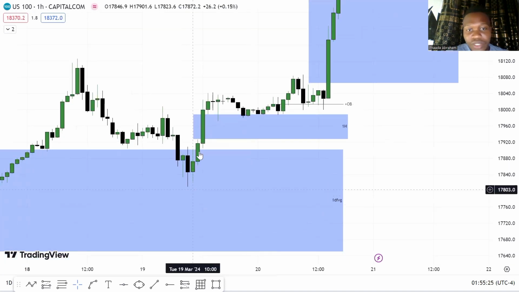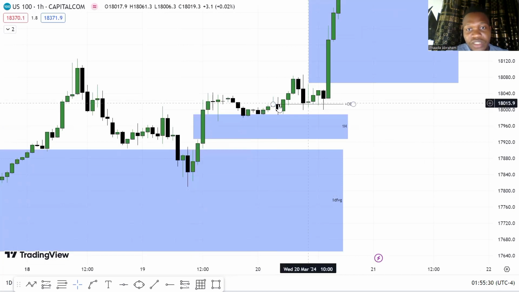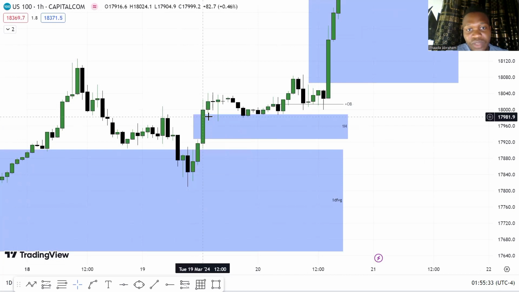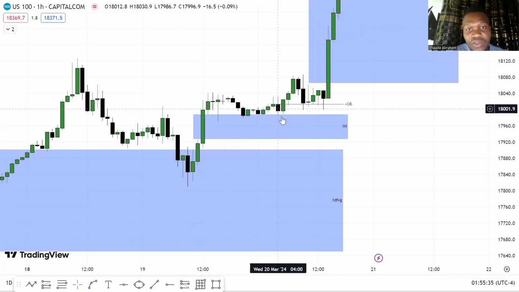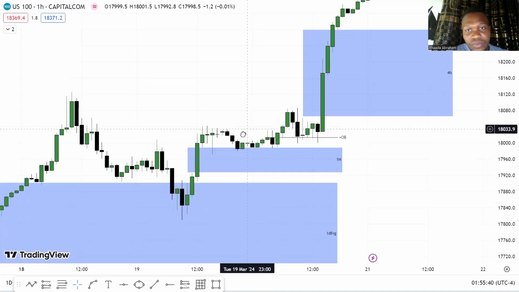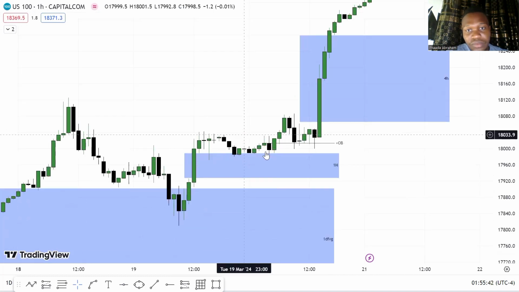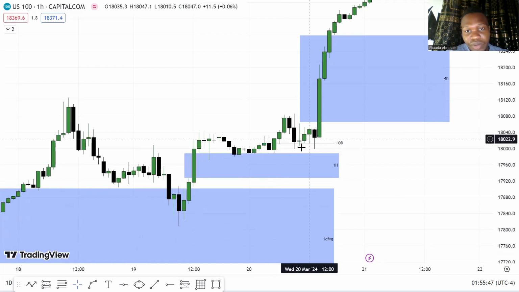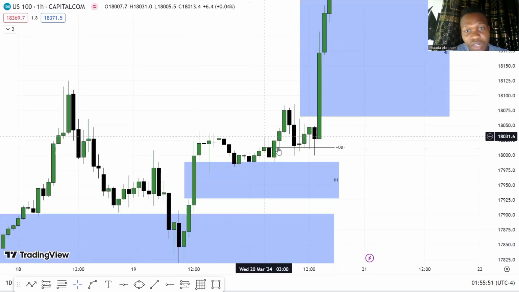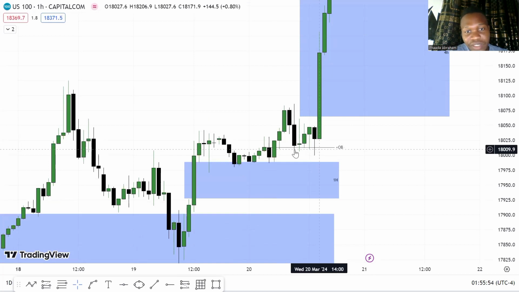So it traded off this daily fair value gap here. After that, it gave us this bullish order block, and we also had a fair value gap that it traded in during the London session, creating this order block here. So after that, we waited for it to trade right back to the order block, but we had this fair value gap that it didn't respect. So our order block was our last line of defense. I also wanted to see it trade deeper to this fair value gap, but it didn't.